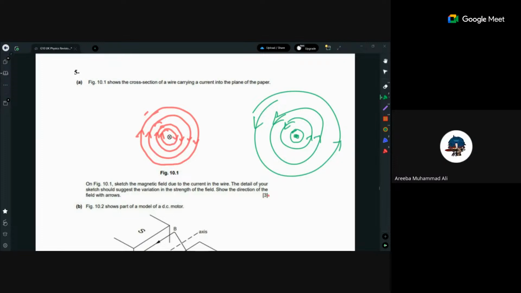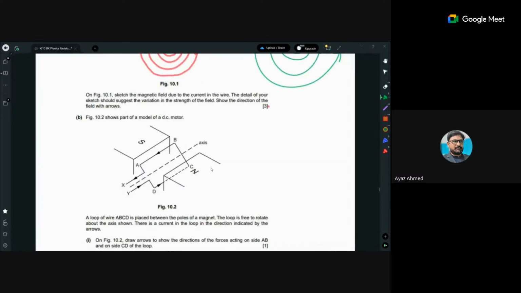Got it, sir. Okay. The next is: on figure 10.1, sketch the magnetic field due to the... okay, this is done. Next, figure 10.2 shows part of the model of a DC motor. A loop of wire ABCD is placed between the poles of the magnet.